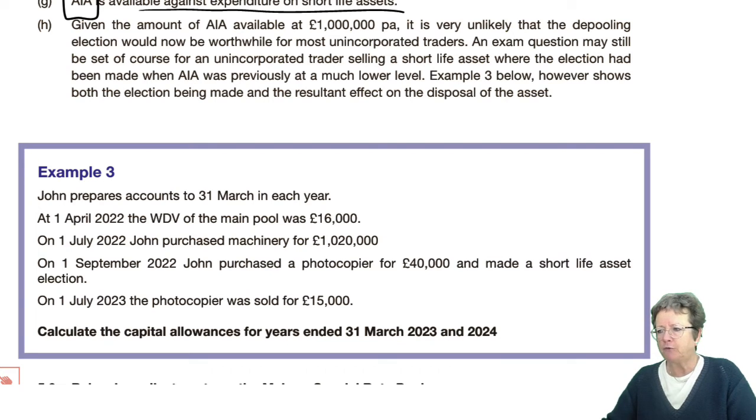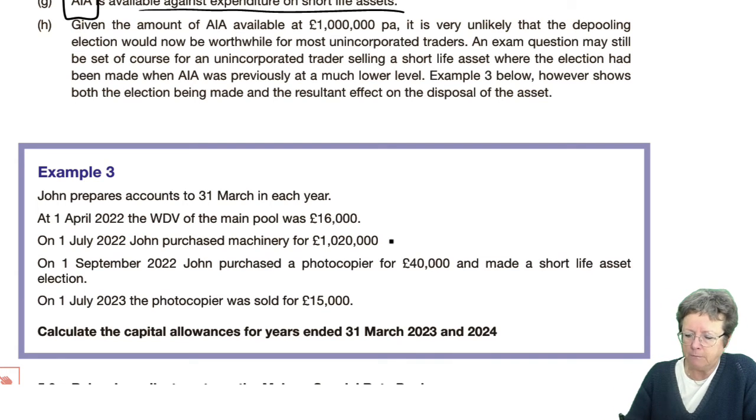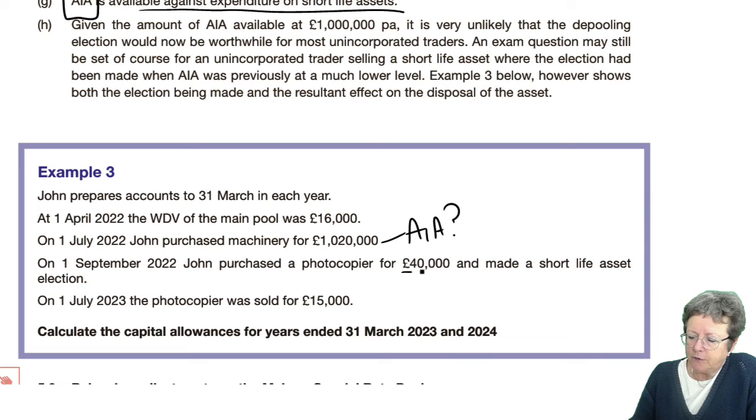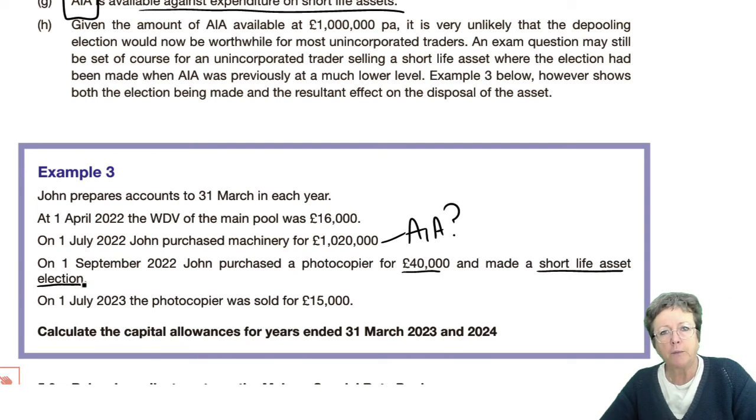So example number 3. John prepares his accounts to the 31st of March each year. So 1st of April, he's got a pool with a value written down, brought forward, of 16,000. In July 22, he bought some machinery for £1.02 million. AIA, I'm thinking. And in September, he bought a photocopier for 40,000 and made a short life asset election. And in July, he sold the photocopier. Okay, so let's have a look at how that works.